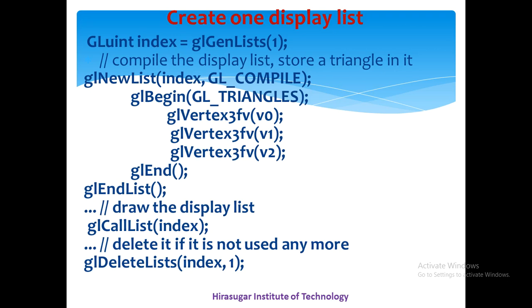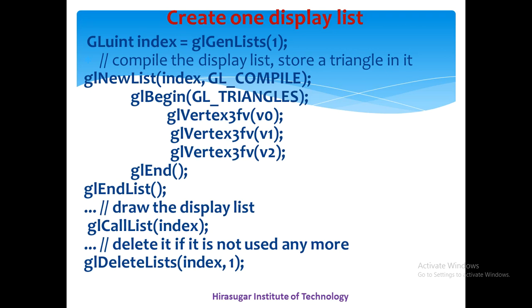Whatever display list you have to create, you create the display list for the primitives. Just as we have GL begin and GL end for primitives, here also there are two exclusive APIs available: GL new list and GL end list. In between these you create your display list. Then how to create? GL new list index.